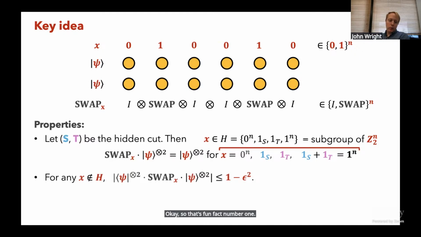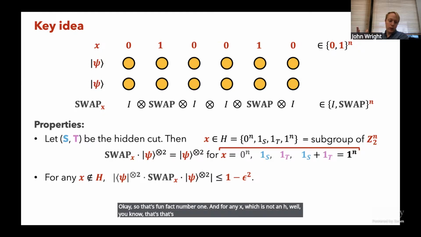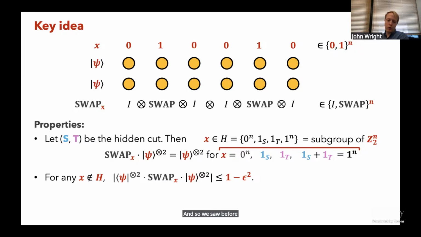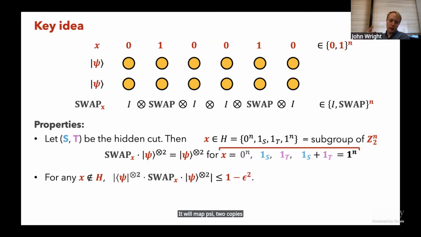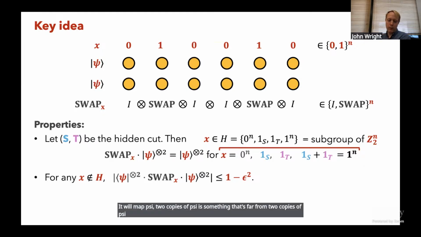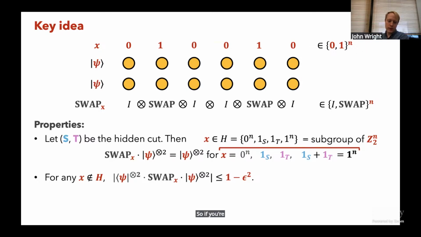For any x which is not in H, that x will indicate some subset S prime, across which you're not a product state. We saw before that if you're not a product state across one of the subsets S prime, and you perform a swap on that subset, it will map two copies of psi to something that's far from two copies of psi. How far? We saw the overlap would be at most 1 minus epsilon squared. So if you're in H, you preserve psi tensor 2. If you're outside of H, you perturb psi tensor 2.